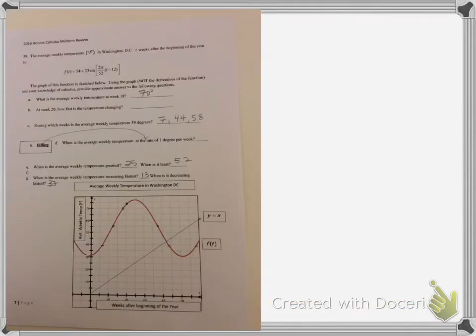So for this last problem, I was having a little difficulty getting this to copy correctly, so I just took a picture of it. So let's go through this. It says the average weekly temperature, so it's Fahrenheit degrees, in Washington, D.C., T weeks after the beginning of the year is this big equation. Okay? But I don't want to use that equation because they gave me a graph. So they want me to understand that's the equation.